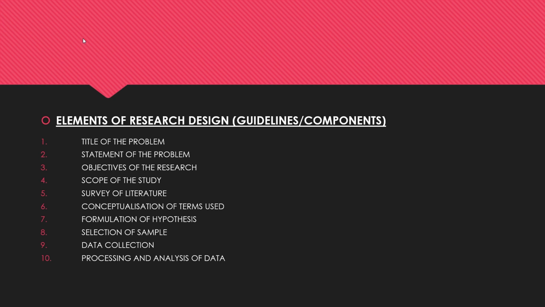Next is survey of literature. Surveying the existing literature in the field of study is an important step in the formulation of research design. The survey of literature helps to get acquainted with different meanings given to certain concepts and usage of different concepts in various studies, and also to get an in-depth knowledge of the problem.